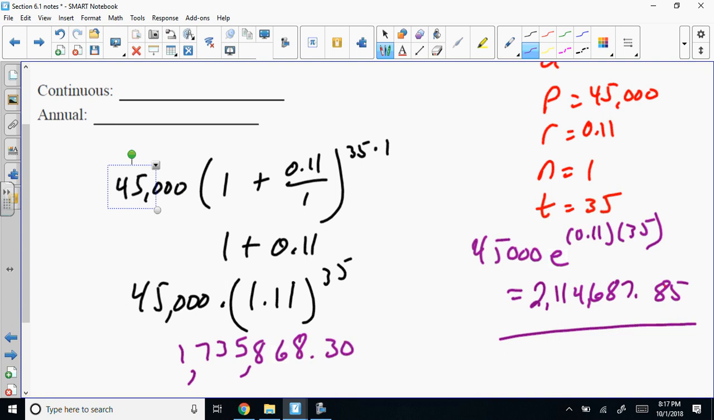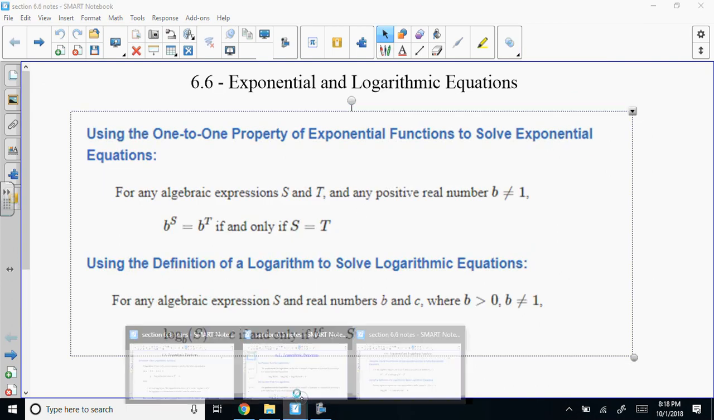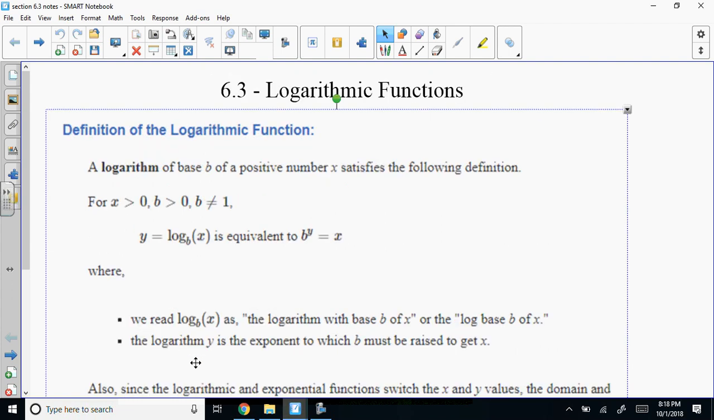So okay, so that's 6-1 done, right? Okay. 6-2. Here we go. No, 6-3. Sorry. Logs. Now, let's talk about inverse functions.